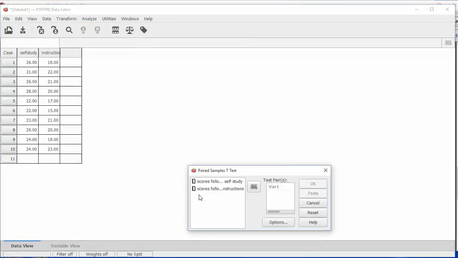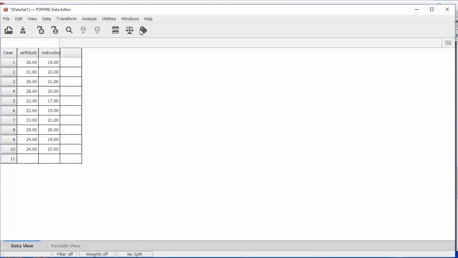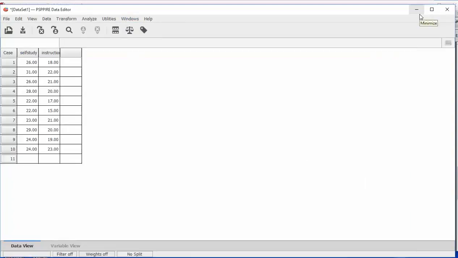And my variables are listed to the left here. I have to move them under the paired samples column, that is test pairs. So I hold down my control key and I select both variables and then I move them. And I click OK. And I go under Windows to see what the output was. I have already run the analysis, so I'm just going to bring it up in PDF format and show you how it came out.